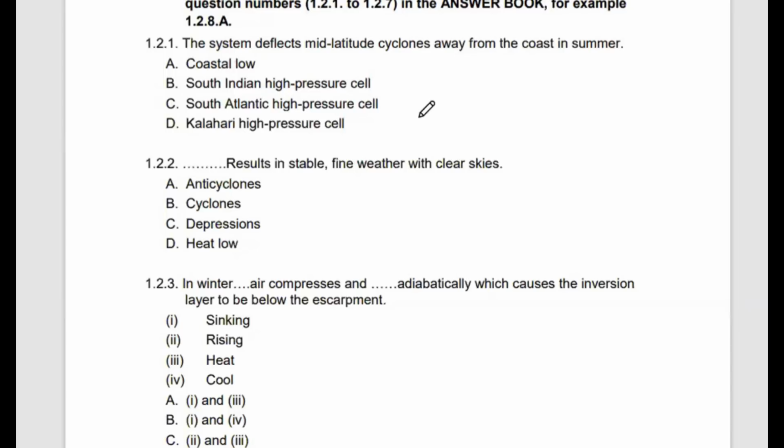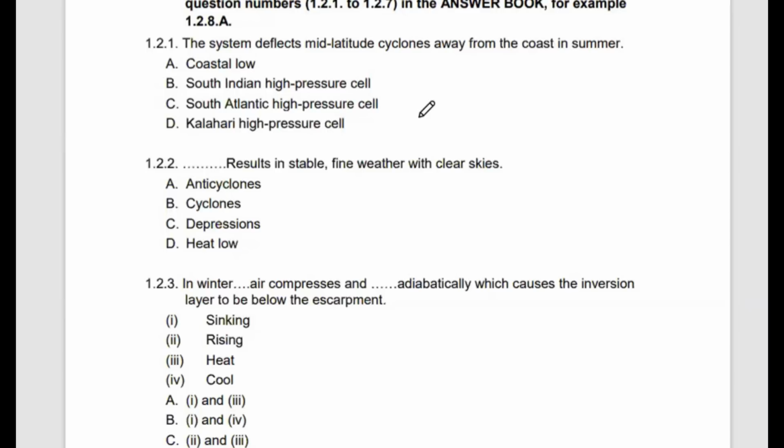Definitely this is wrong. When you're talking of mid-latitude cyclones, we know that their movement direction is from the west going to the east. So there's no way we can have the South Indian high blocking mid-latitude cyclones from reaching the coast in summer, because they would already have affected it, because the South Indian is on the extreme east. So there's no potential of South Indian being correct.